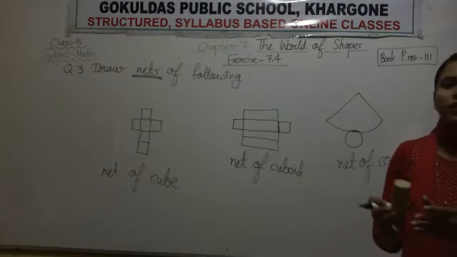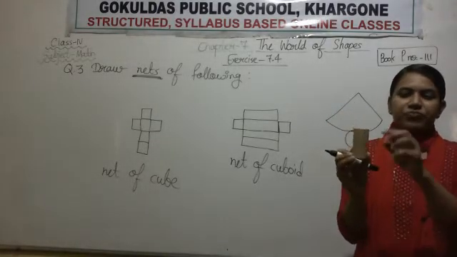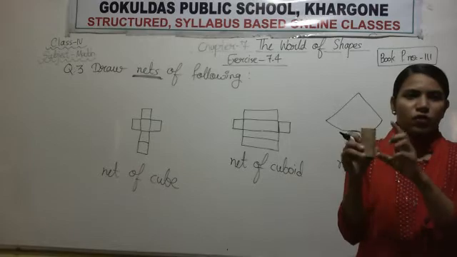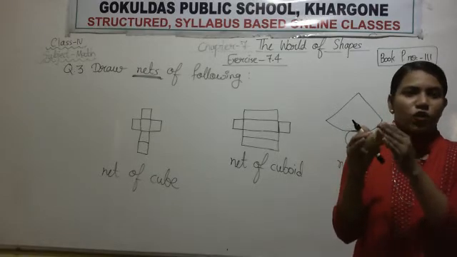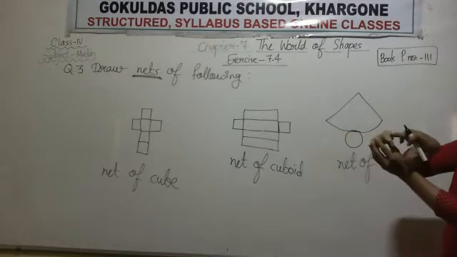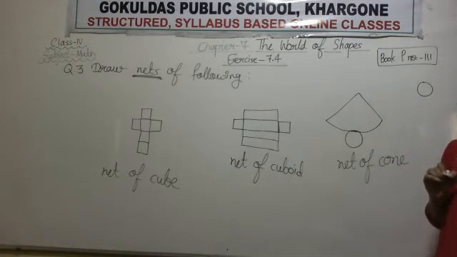Then the next solid shape is a cylinder. It is a cylindrical shape. The top and bottom, or base, of this cylinder is circular. When I open this surface, it will look like this.